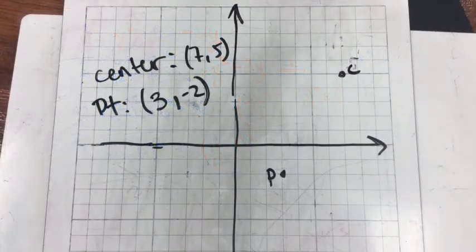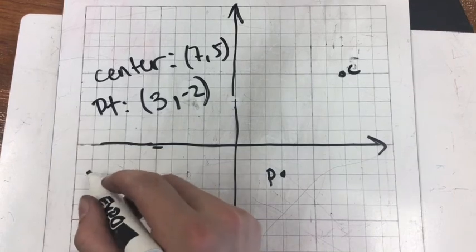Other problems you might see in this section, besides completing the square, is sometimes they'll say, make the equation of a circle that's centered at (7, 5) and contains the point (3, -2). Making the center part is pretty easy.